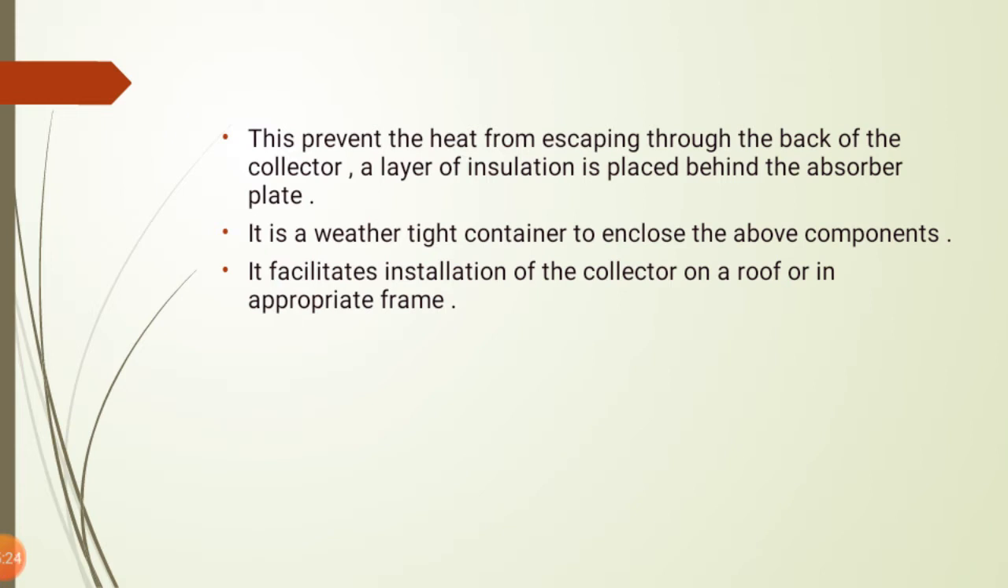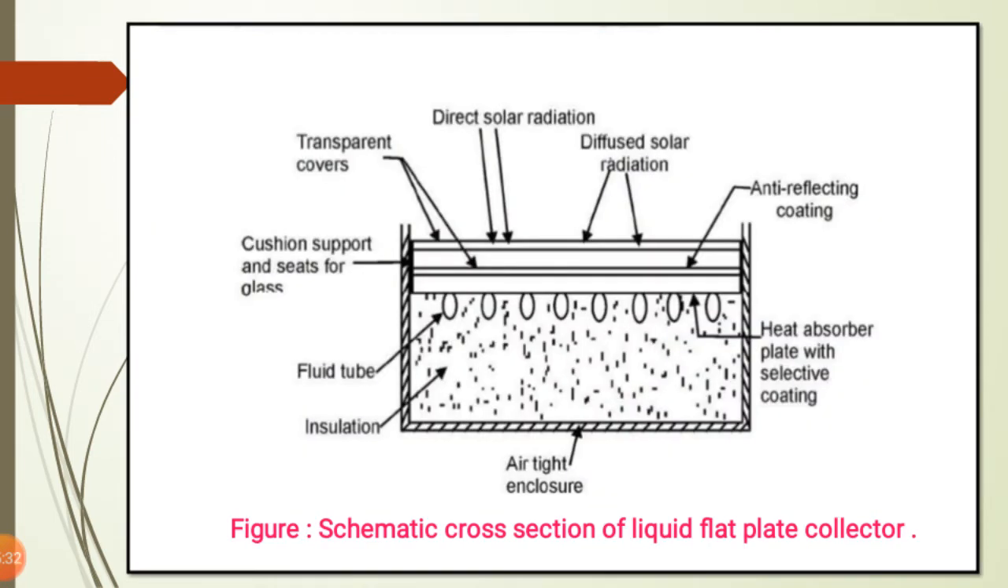That means it is constructed with the help of these different components. This is the schematic cross section of the liquid flat plate collector. The outermost part is the airtight enclosure, which is made up of aluminum or glass fiber. After that, there is a dotted region, which is the insulation. We know which is the insulation and the enclosure. The last part is the airtight enclosure.